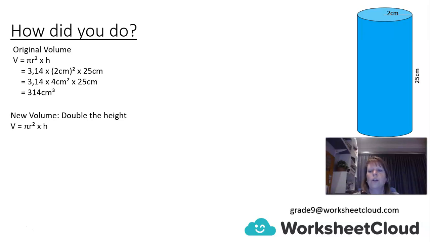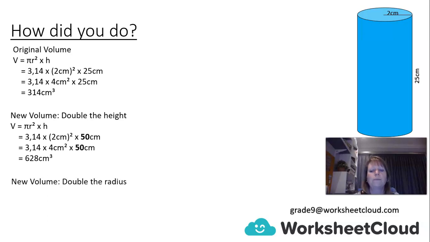Okay, so the new volume will be pi r squared again times height, and this time it's going to be times by 50. So there, I've bolded it for you so that you can see. I'm sure you've done it correctly. 3.14 times 2 centimeters squared times 50 centimeters. Again, the 2 centimeters squared becomes 4 centimeters squared. There we got it in the next line. Multiply it all together using your calculator, and you end up with 628 centimeters cubed.